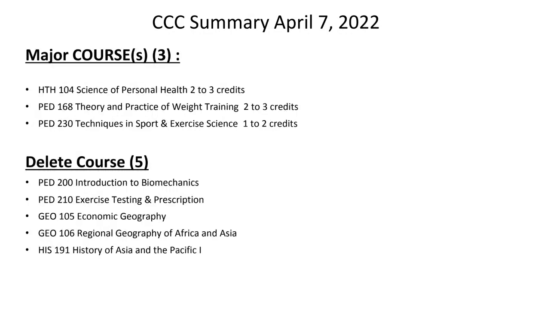And we also have 3 deleted courses here. Item 22-72, GEO 105, Economic Geography. 22-73, GEO 106, Regional Geography of Africa and Asia. And then 22-74, HIS 191, History of Asia and the Pacific. These are the items that we will be commenting on right now. Tracy, did you have a comment or question on these 4?